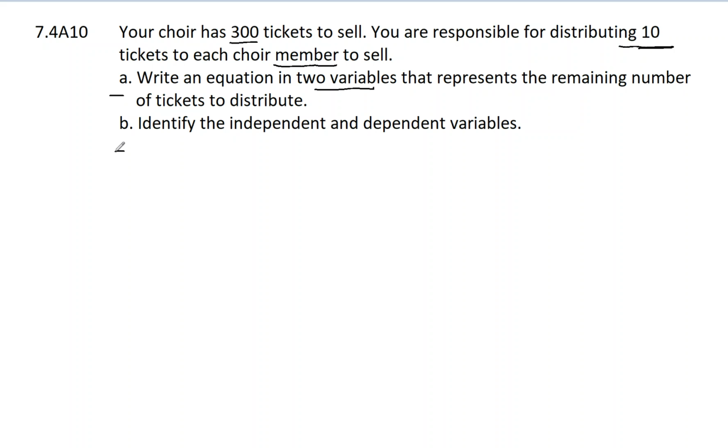Okay, so this is a hard problem conceptually. I had a hard time wrapping my mind around it too, but this is what I came up with. We need to write an equation with two variables that represents the remaining number of tickets to distribute.